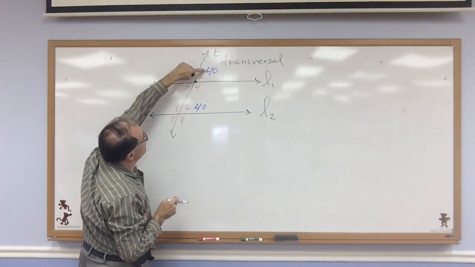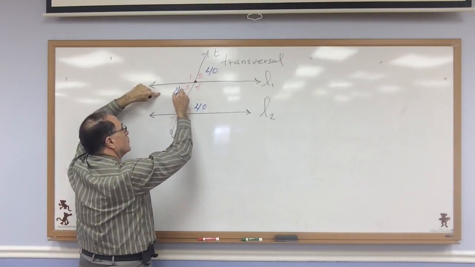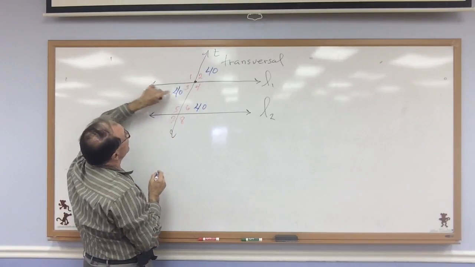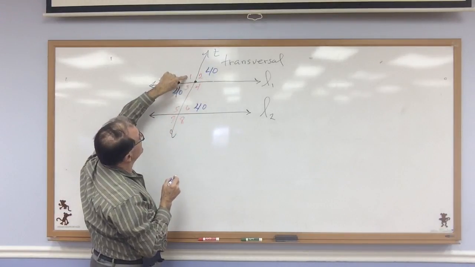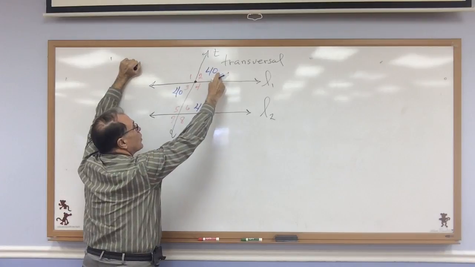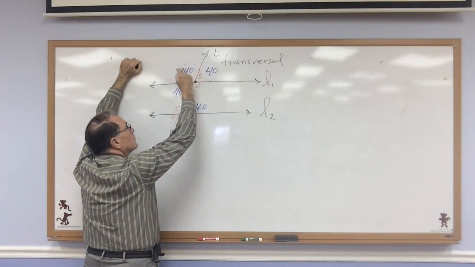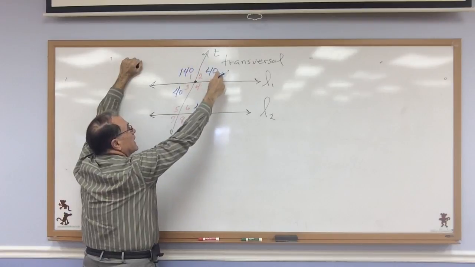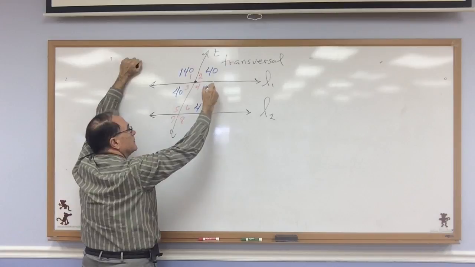Angles 2 and 3 are vertical, so 3 is also 40 degrees. 1 and 2 are supplementary, so 1 and 2 have to add up to 180. So 1 has to be 140. 140 and 40 add up to 180. Now 1 and 4 are vertical, so that's 140.